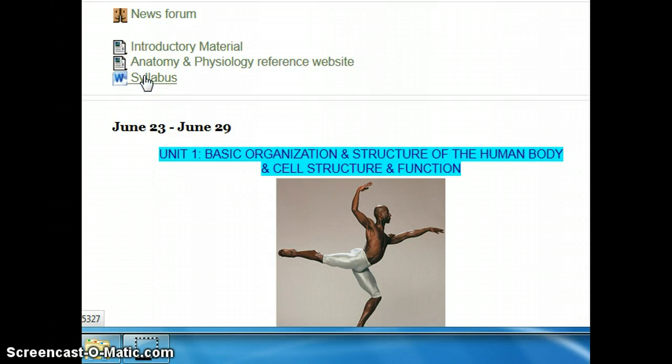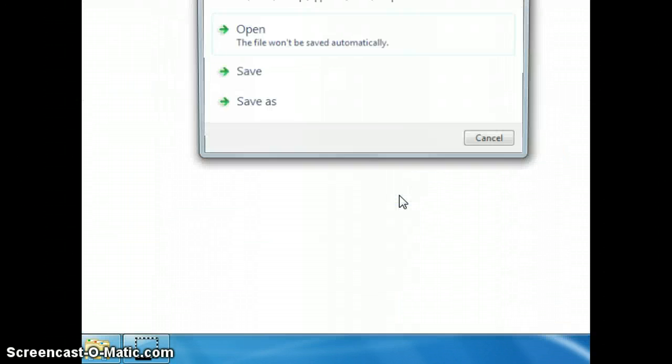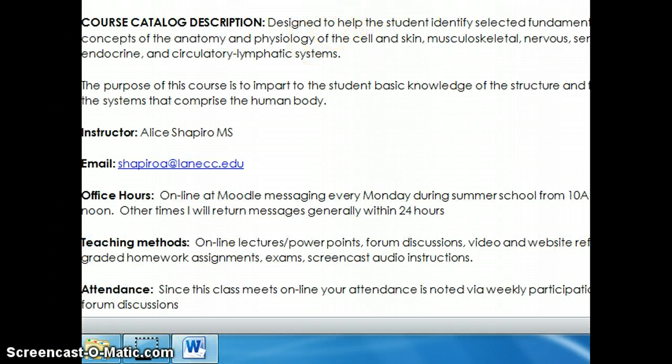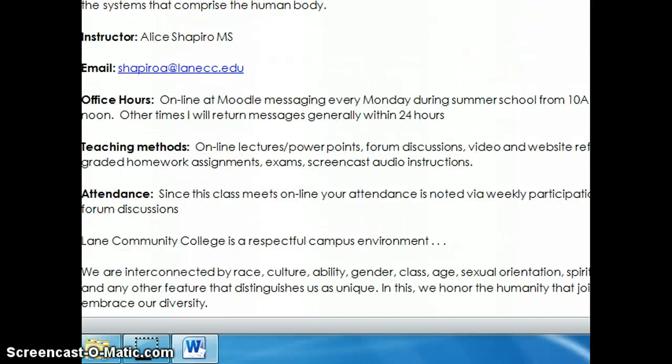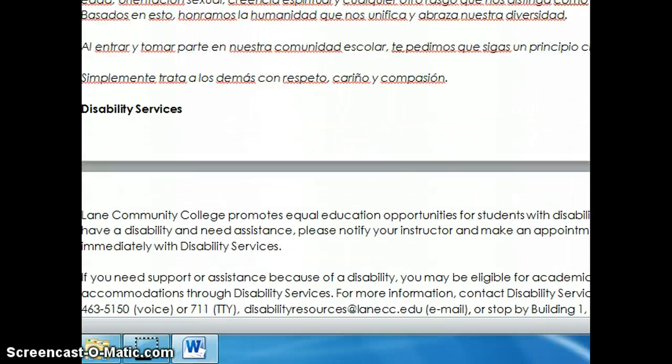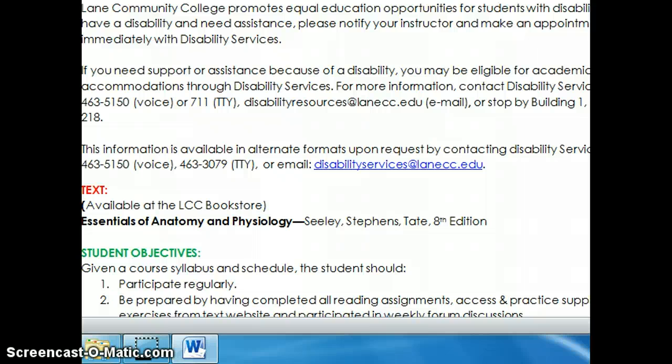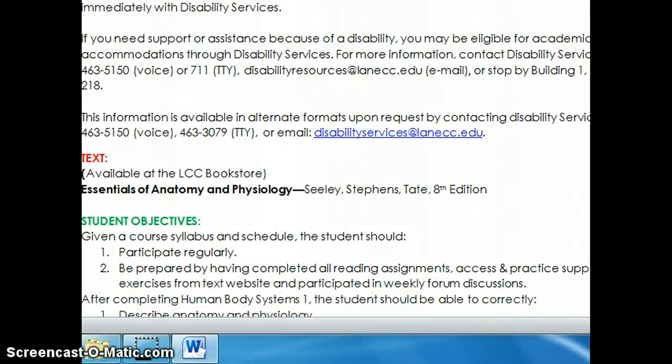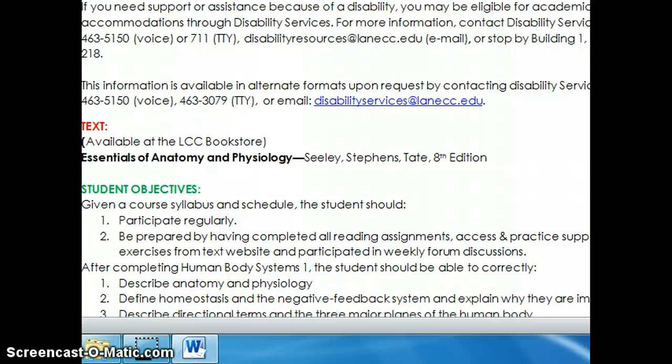And I am going to click on the syllabus. I want you to spend some time with the syllabus. This is a very important document that gives you information about the class. I am not going to go through it word for word, and I know you can't quite see all of it on the screen, but you will be able to when you open it yourselves. So this gives you some general information. The text, 8th edition of Seeley, Stephens and Tate, Essentials of Anatomy and Physiology, is at the bookstore.